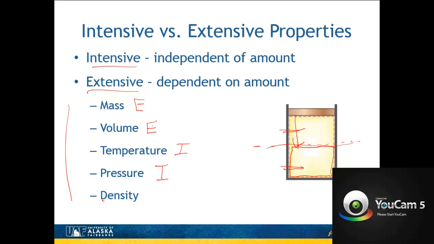How about density? Which is that, intensive or extensive? Well, the answer to that is it's going to be intensive. The density of the material here would be the same as the density of here, regardless of whether I cut the system in half or not.